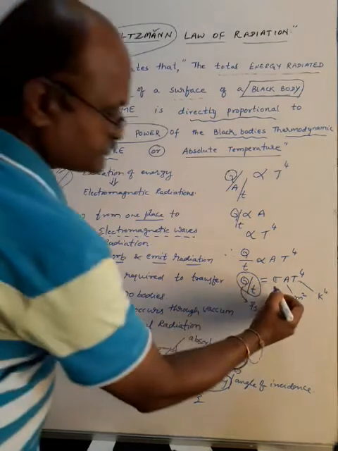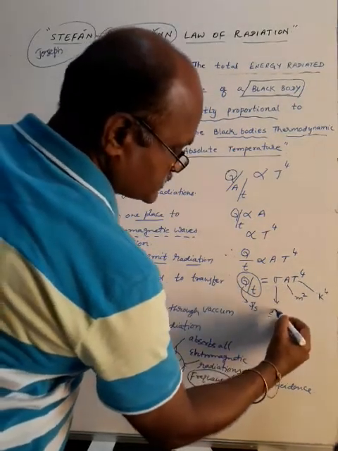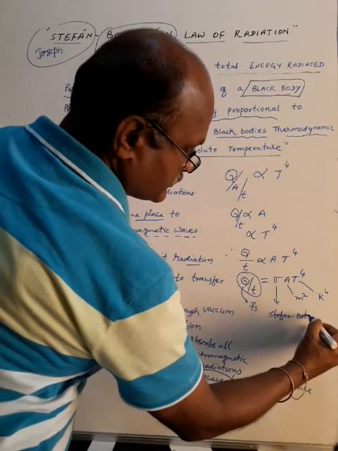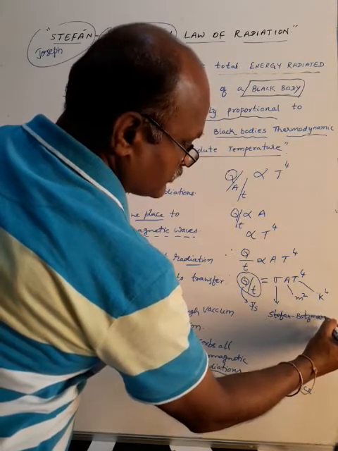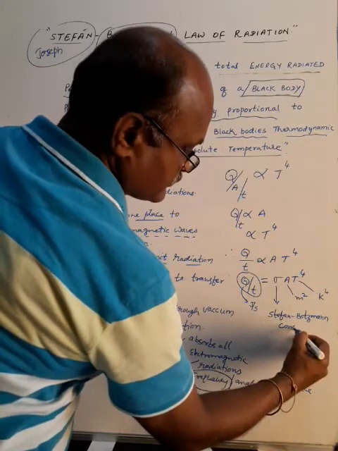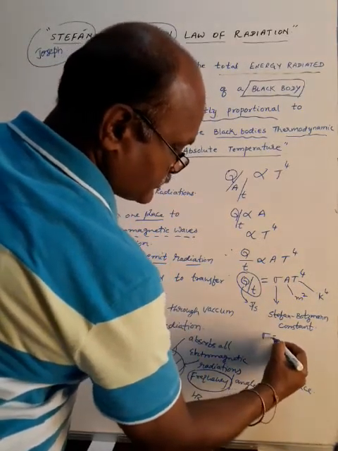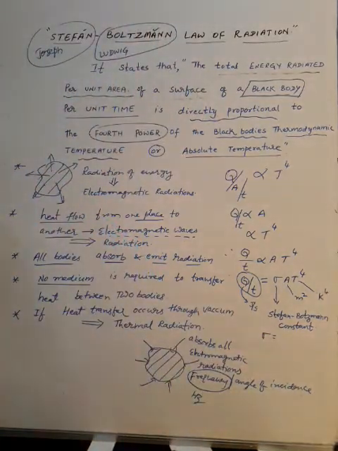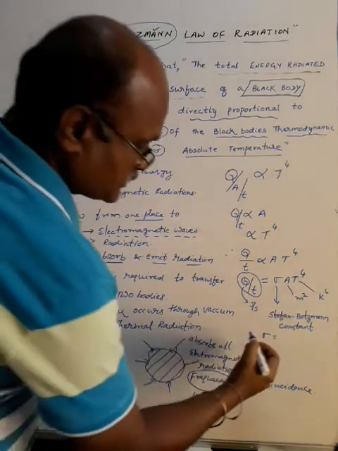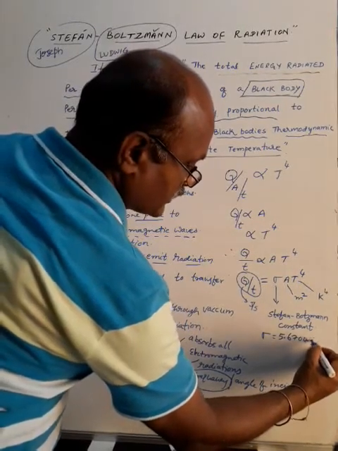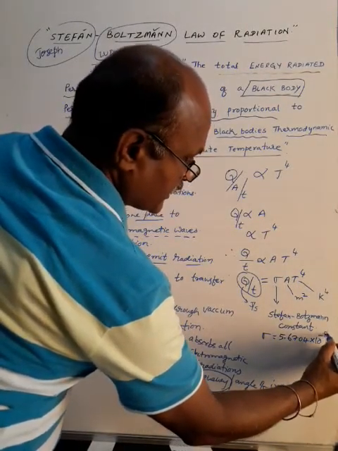Sigma is called the Stefan Boltzmann constant. Stefan Boltzmann constant is given by its value, if you take it as 5.6704 into 10 to the power of minus 8.